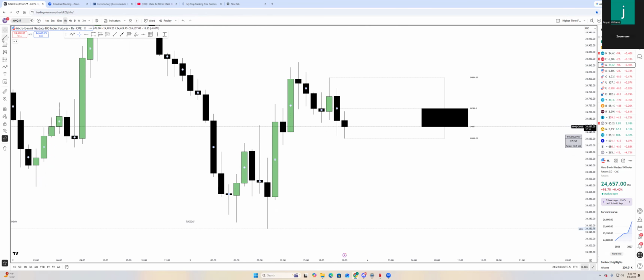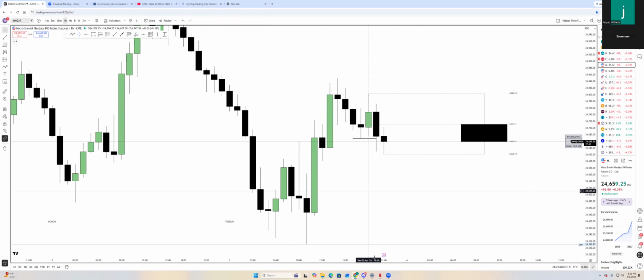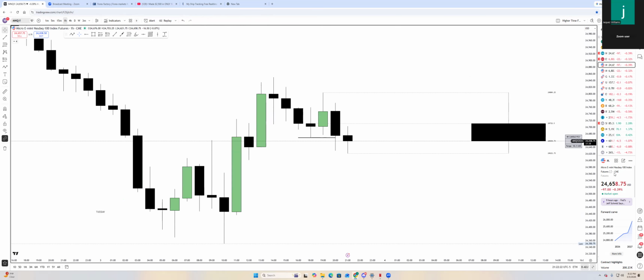This is what we call market structure. If you see this swing point right here, you see this part is higher, this candle is higher, and this one is the lowest. So now this is a swing low. Let's zoom in a little bit on it.